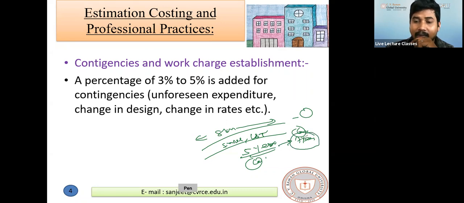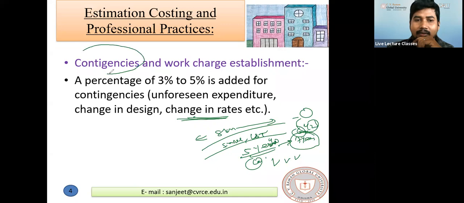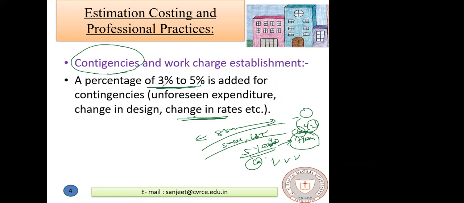If it goes up to 7 years, what happens? I told you that the cost of material and cost of labor is changing year by year. In those 5 years, suppose the cost of cement is 400 rupees. In the next year, it may change up to 420 rupees. Cost of material, steel, labor, equipment, everything changes. Yes or no? So I need some extra amount of money for that. So these are the contingencies. That's why we generally add 3 to 5% of extra money for contingency.